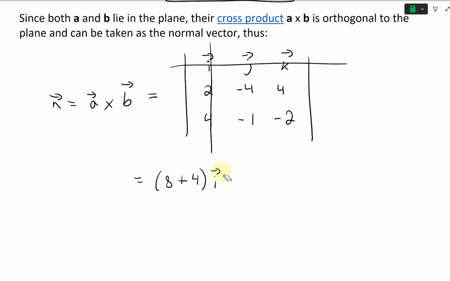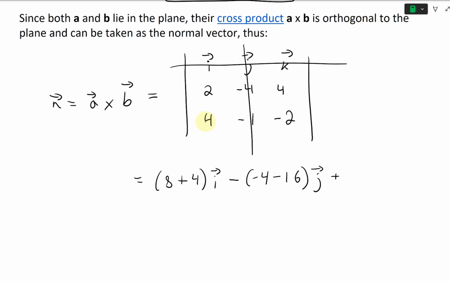And now the next step is, well, we'll cross this out, erase that, cross this. So now we're going to have a minus. The middle one is a minus. And we're going to have 2 times negative 2, that's going to be negative 4. And then we subtract 4 times 4, that's 16. Like that. And this is going to be j.